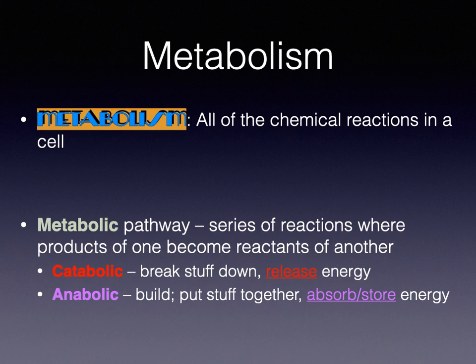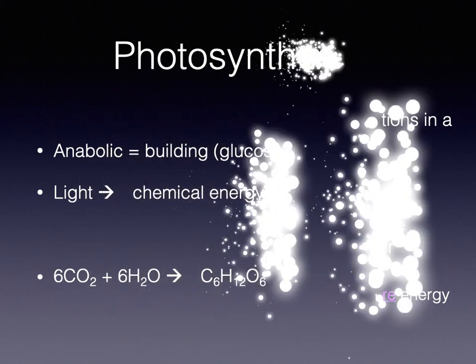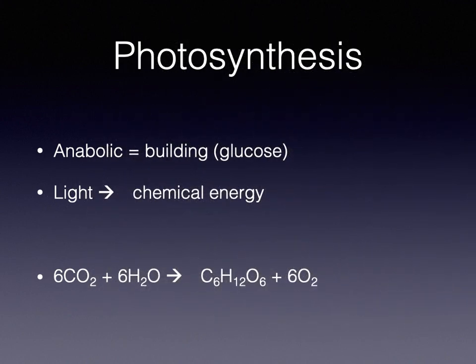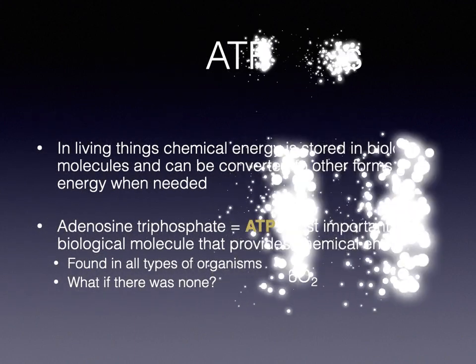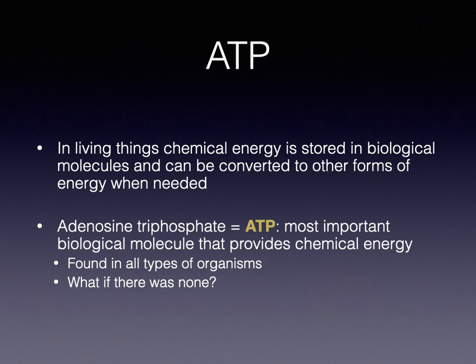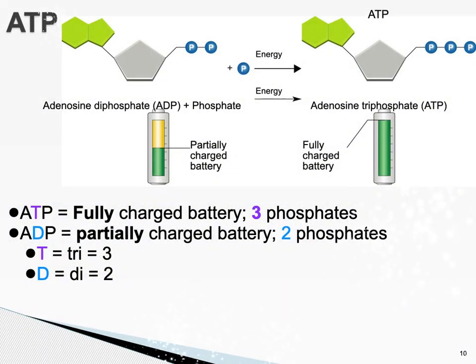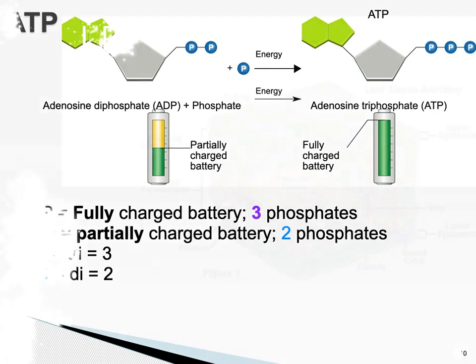Remember ATP? When you break off a phosphate to release energy, that's catabolic. When we recharge it, that's anabolic, and you're storing energy. Photosynthesis is an anabolic process where we're building a molecule of glucose, but we're not, plants are. We're going to take light and convert it into chemical energy. The equation is 6 CO2 plus 6 H2O is going to yield us a glucose and some oxygen as a byproduct. Don't forget about ATP, because that's the core of this whole process. And as you've learned, we've been calling ATP a fully charged battery with three phosphates, because it's triphosphate. ADP is a partially charged battery with two phosphates, diphosphate.